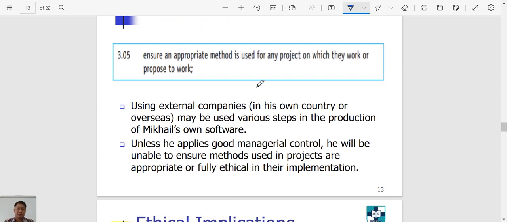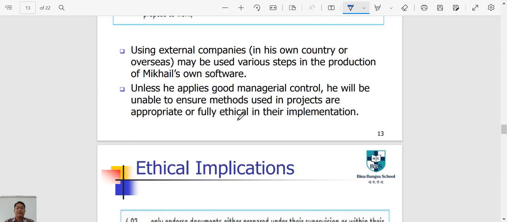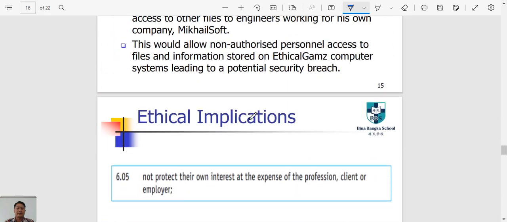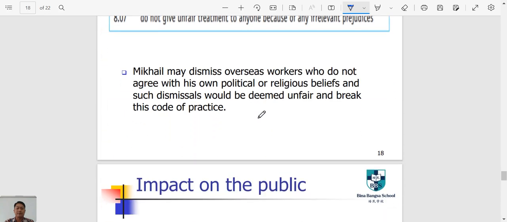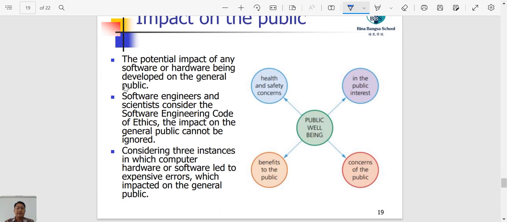Okay, so we just continue with the different ethical implications. As I mentioned, they have subclasses, so the violations in the example given a while ago are looked into under the different subclasses. And then, of course, I want to go into the impact on the public. These are the ethical norms or codes of conduct that we are using, especially in the field of information technology or computer science: the potential impact on the public of any software or hardware being developed.